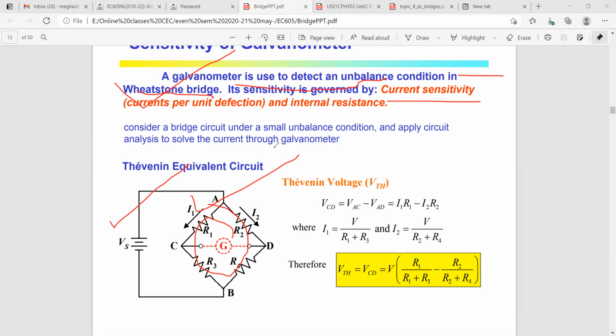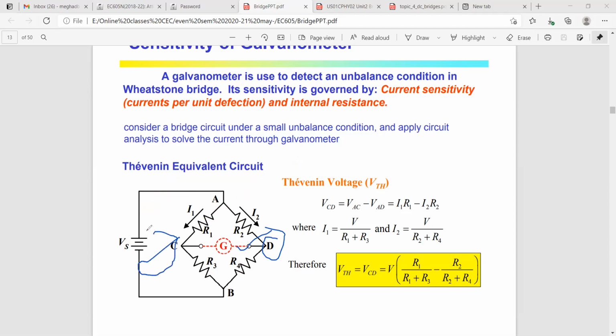Now you see here, we have to find out the current flowing through the galvanometer. That means we have to find the voltage across the galvanometer, that is the voltage across VCD. See, the terminals across the galvanometer are CD. I'm annotating with a different color. So we have to see what the voltage across CD is.